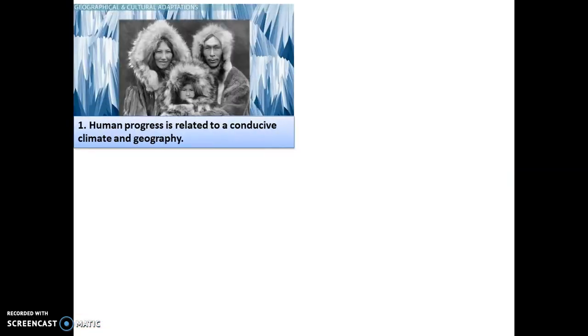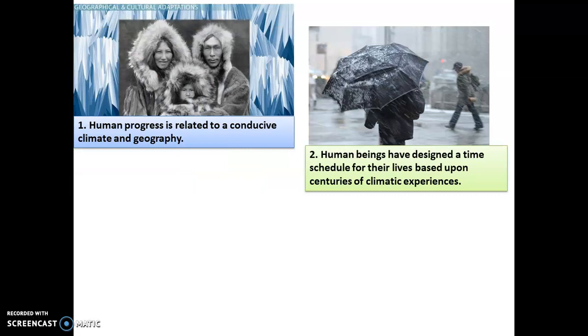Now, human progress is related to conducive climate and geography. I already told you that depending upon the climate and the geography, our clothing and the food that we eat depend on it. Human beings have designed a time schedule for their lives based upon centuries of climate experience. Here we can see the rainy season. In the rainy season, we wear raincoats and take umbrellas so that we are not much affected by the rain.